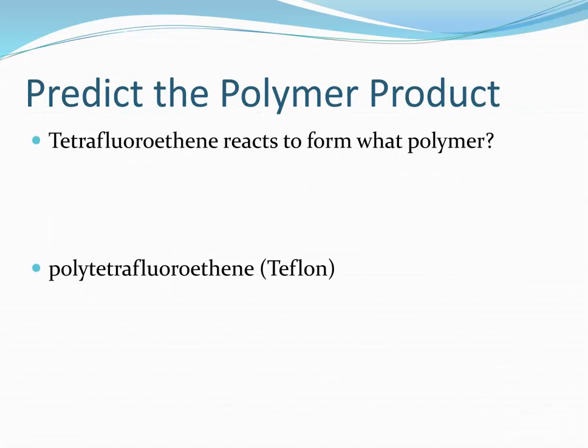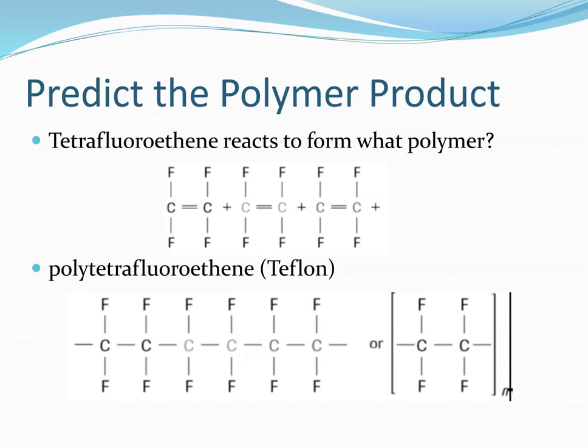You should be able to predict the polymer product if shown a monomer. Here, tetrafluoroethane is reacted to form a polymer. The resulting polymer would have a repeating chain with the initial monomer, minus the double bond, and the halide groups that were attached to it initially.